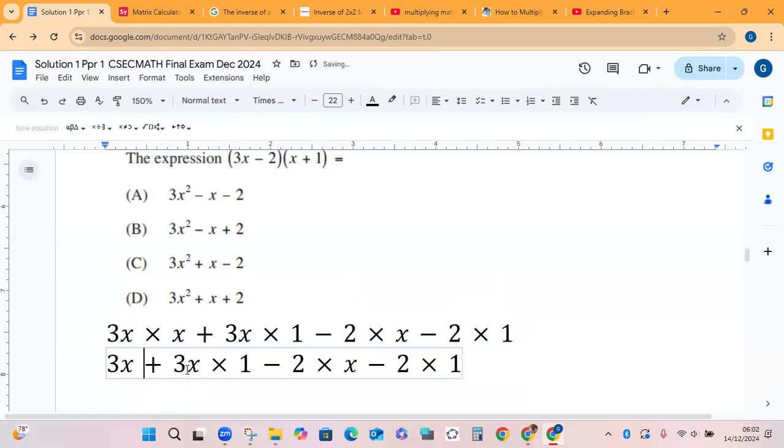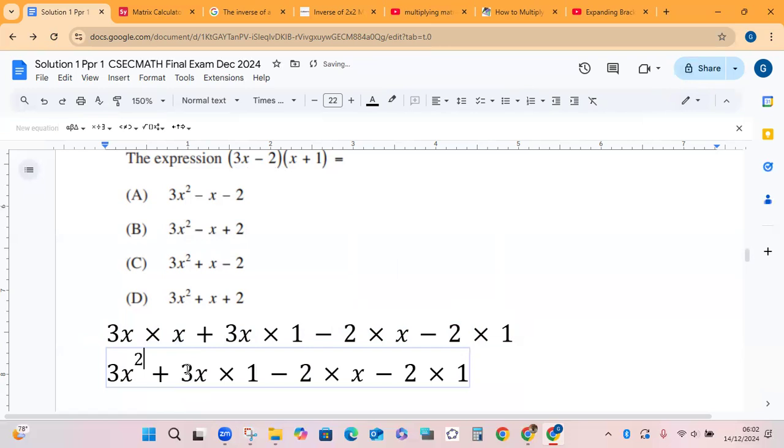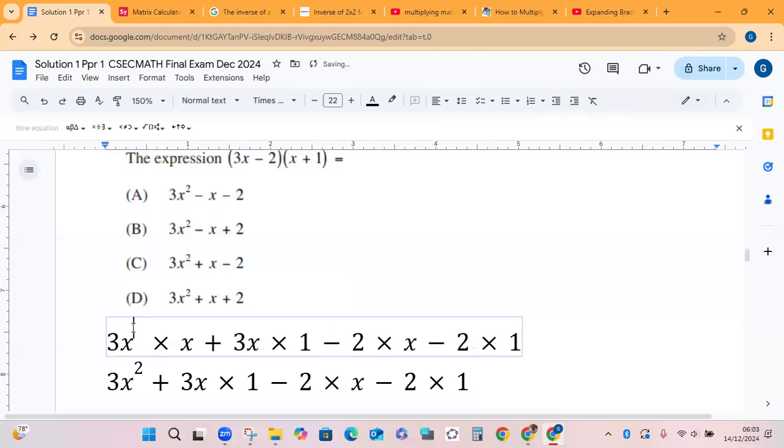3x raised to the power of 2. Because 3x times x, you have an x to the power of 1. There's a power of 1 that is not seen. If you don't see a power, the power is 1. And since you're multiplying, 1 plus 1 will give you 2. So that's where that 2 comes out. And that's where the quadratic appears all of a sudden. Okay, so you see all the answers are of 3x squared. X by x is x squared.